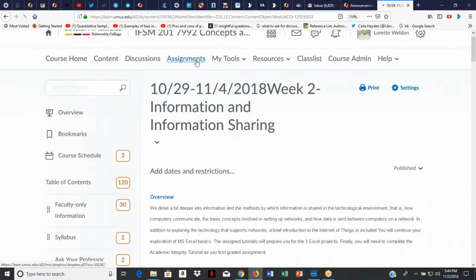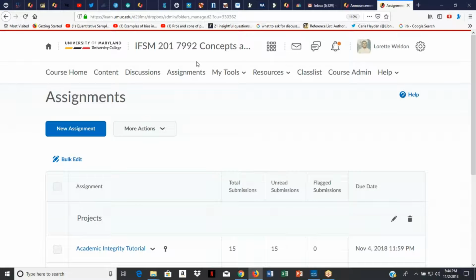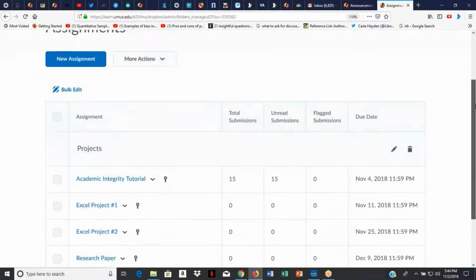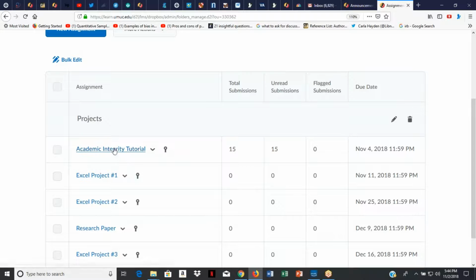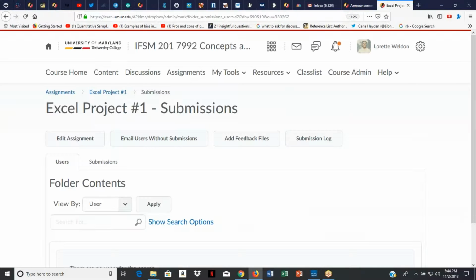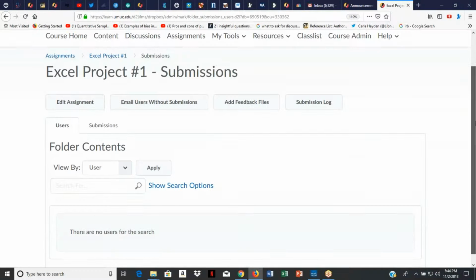You can always go to assignments, and don't forget, you can submit your academic integrity tutorial and go to assignment for Excel Project 1 and submit that next week. It's not due this week, but next week.